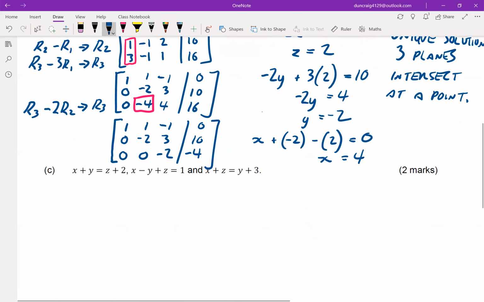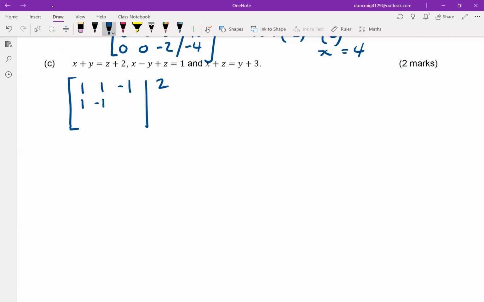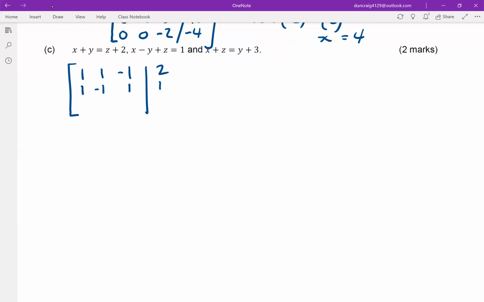solution. So this one's probably going to be a no solution. Let's have a look. So I'm going to make that a bit bigger. 1, 1. I'll bring the z to the other side, so it's -1. And then we've got 2, 1, -1, 1, 1, and 1, -1, 1, 3. Alrighty, I'll just rearrange that last one as well to bring the y to the other side.